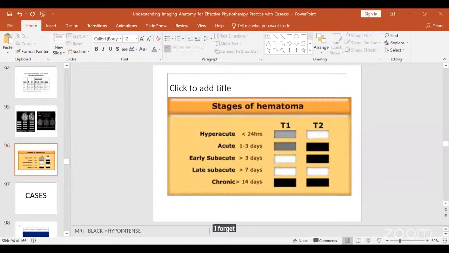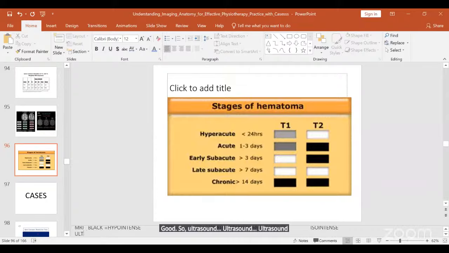Hypointense. Okay. White areas, we call them hyperintense. Okay. Then we also have isointense. Are we together? So MRI is about intensity. CT is about density. X-ray is about radiolucency, radio-opacity.